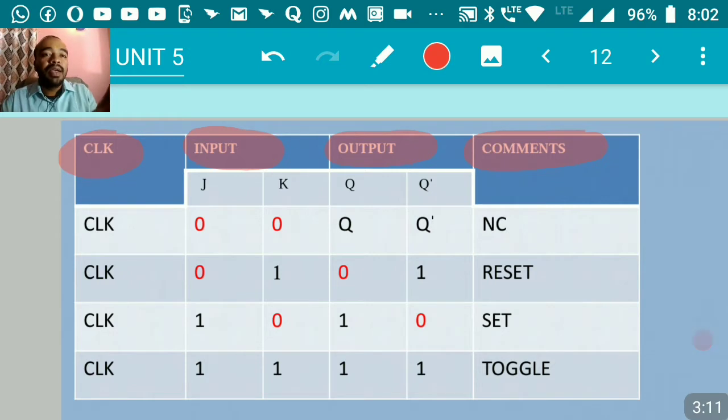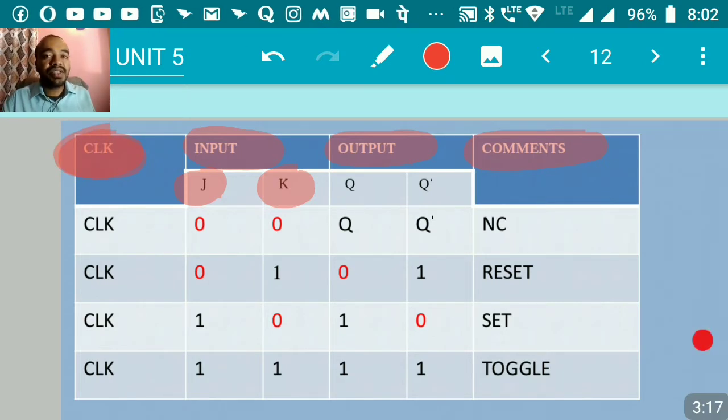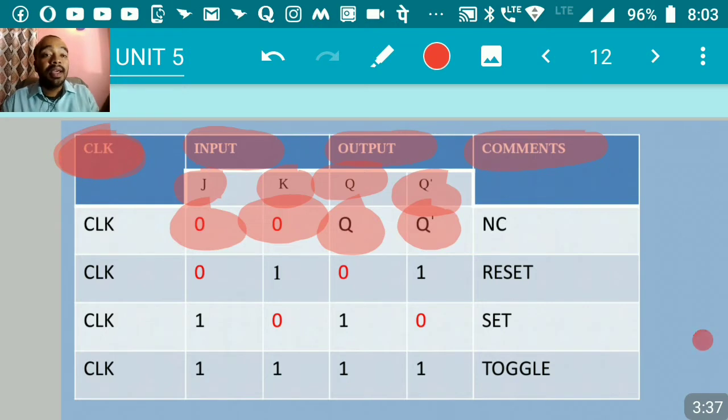The inputs are J, K, and there will be a certain clock pulse. Inputs are J, K, and along with that we have connected the clock. That is why we are going to have clock pulse for sure. Now the outputs are Q and Q bar. Let us consider the first case. When J is equal to 0 and K is equal to 0, output Q is equal to Q and Q bar is equal to Q bar. This output is going to be available only after applying the clock pulse.